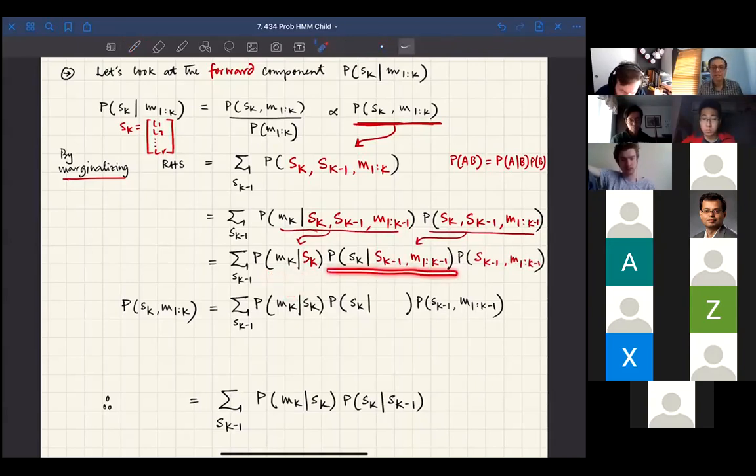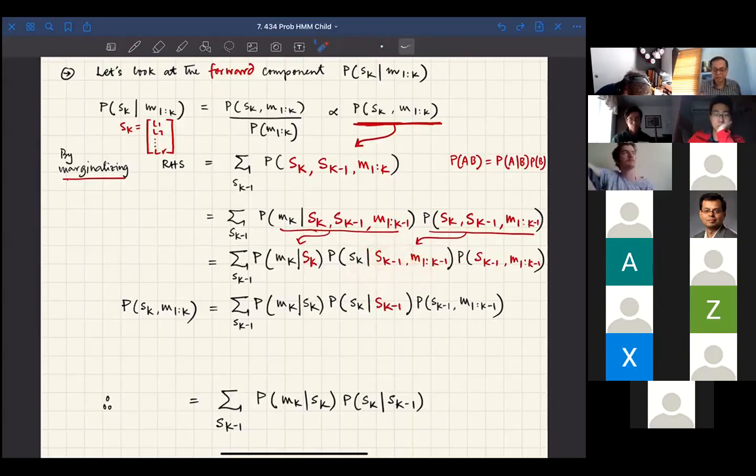Someone tell me this. This again becomes Sk given Sk minus 1. My value of Sk is a function of where I was last. Doesn't matter what the previous measurements were. If I know where I was last, that's all I need. If I did not know this, then Sk might depend on that.